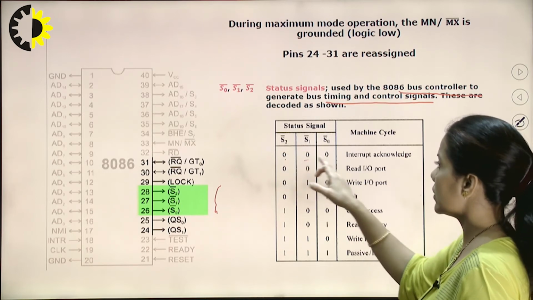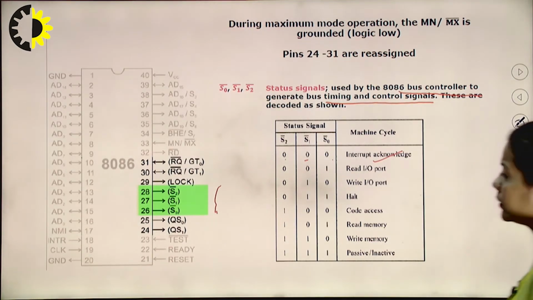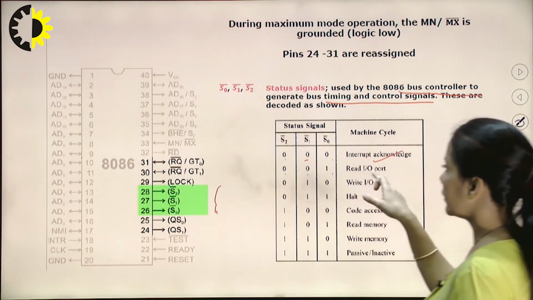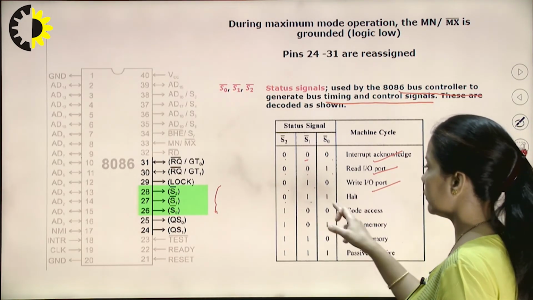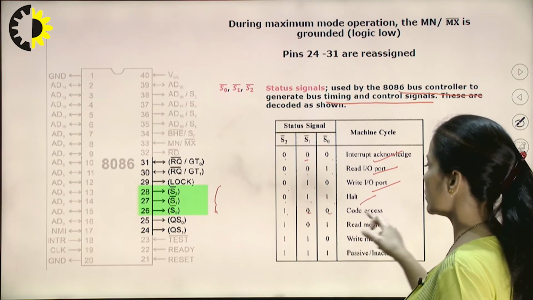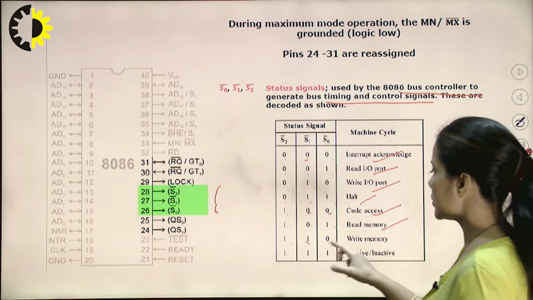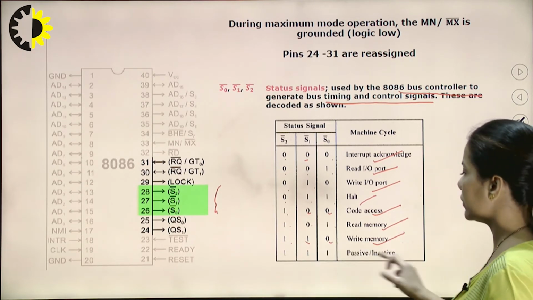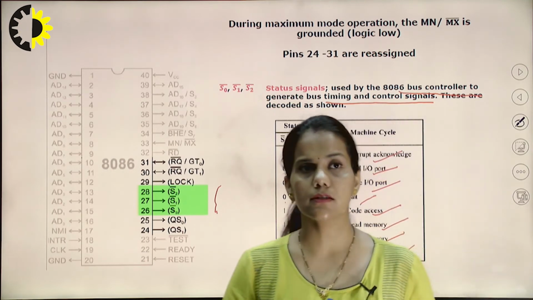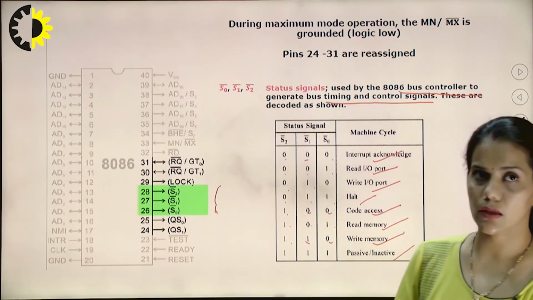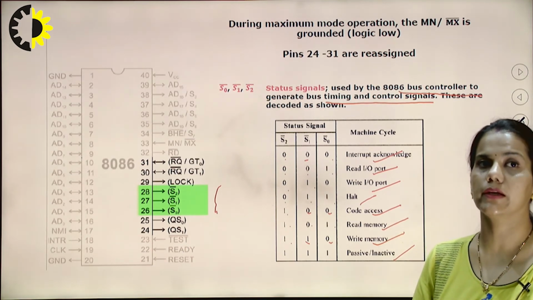When these three are 000, the interrupt acknowledgement machine cycle is identified, and when it is 001, read input output port. 010 is write input output port, 011 is halt, 100 is code access, 101 is read memory, 110 is write memory, and 111 is inactive state. In this way, these status signals determine the status of the machine cycle, or the operation which is being performed in 8086.